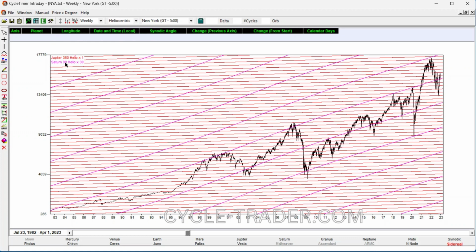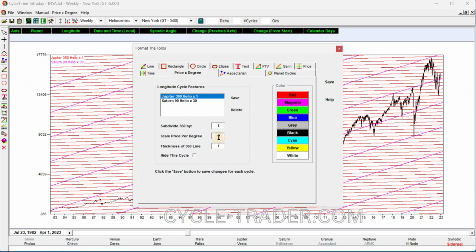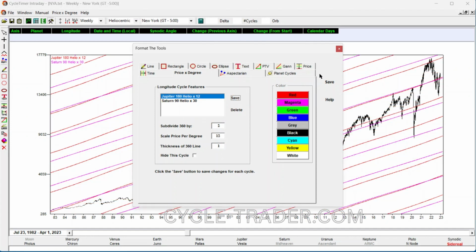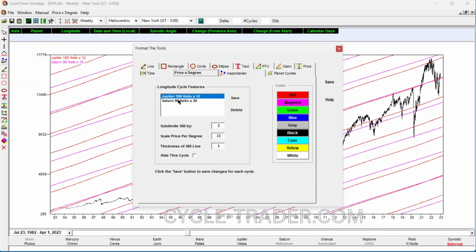Next, select Jupiter from the price by degree. Again, this cycle is a big mess without scaling. From the Tools formatting window we change the scaling to 12 points per degree, as Gann said. We show the first harmonic by dividing the cycle in half. Notice that the Jupiter and Saturn cycles moved in harmony with the trend. When prices briefly moved above one of the lines it was contained by the other, such as the multiple tops in 2021. You can hide the Saturn cycle if you wish to see only Jupiter.